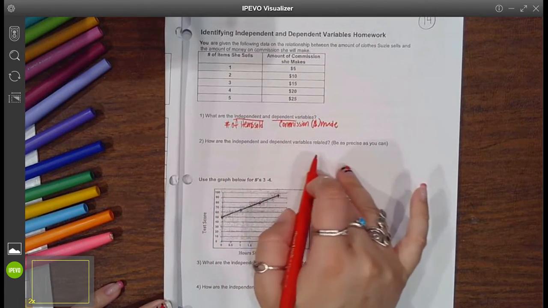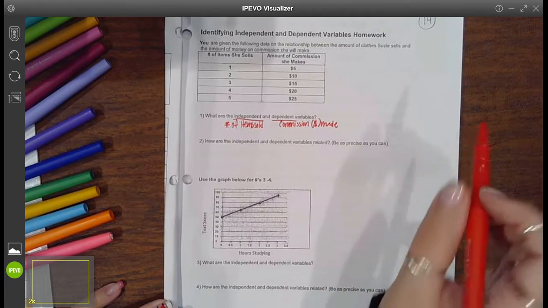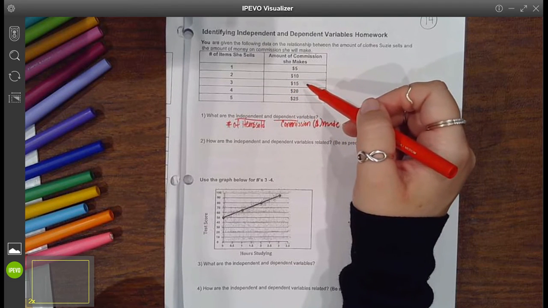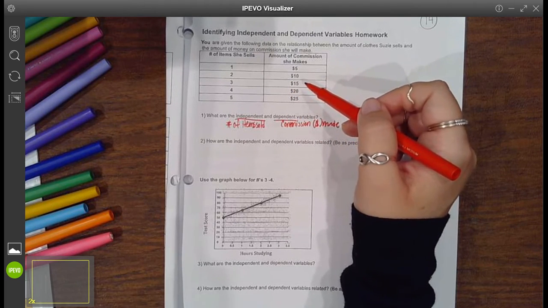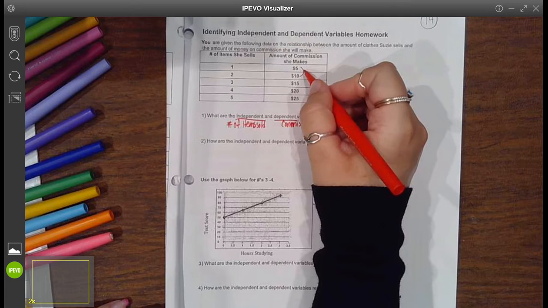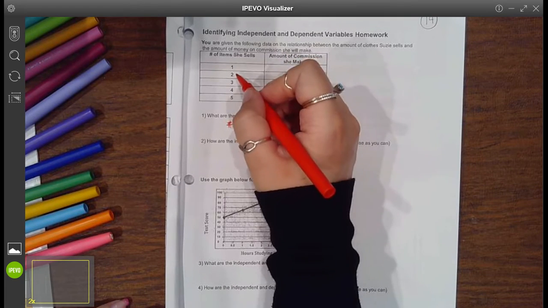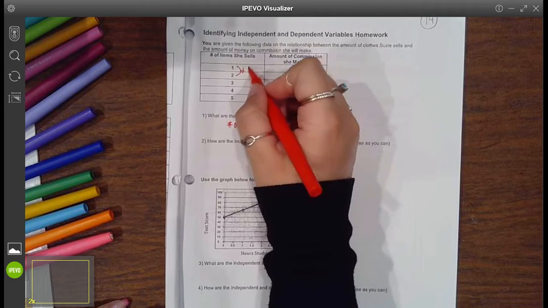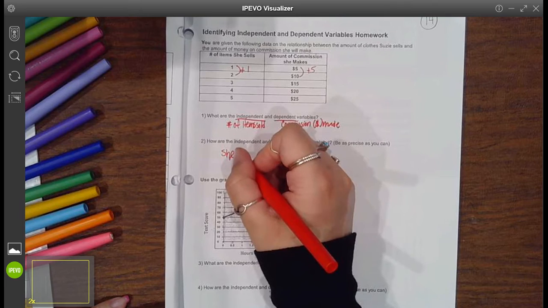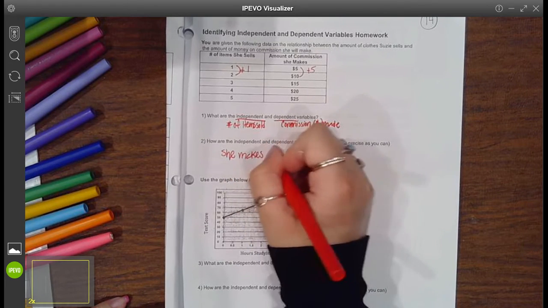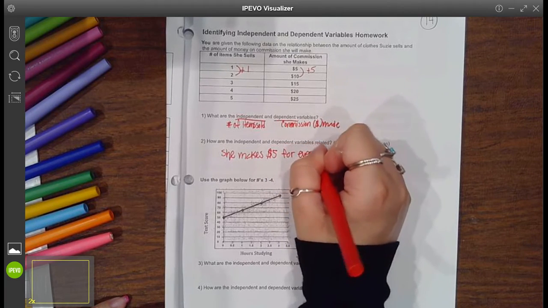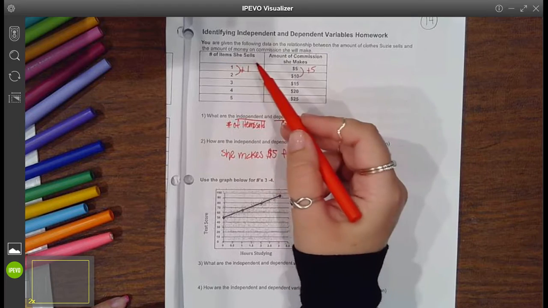How are the independent and dependent variables related? Be as precise as you can. So meaning "blank depends upon blank," but also when you want to be as precise by how much does one thing depend upon the other. So right here, as this goes up by 5, this from here to here went up by 1, right? So she makes $5 for every what? For every one item that she sells.